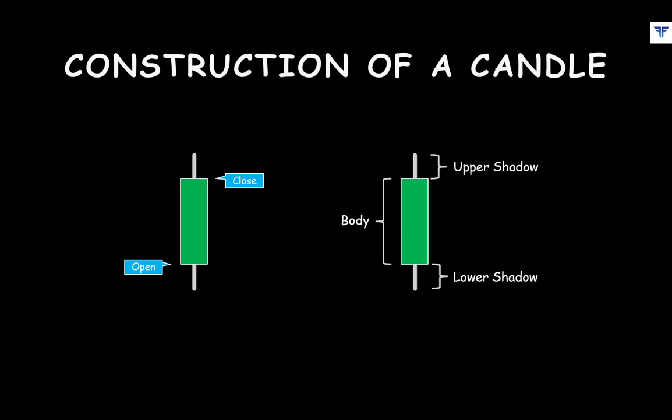The top of the upper shadow represents the highest price at which the security traded for the chosen period, whereas the bottom of the lower shadow represents the lowest price at which the security traded for the chosen period.